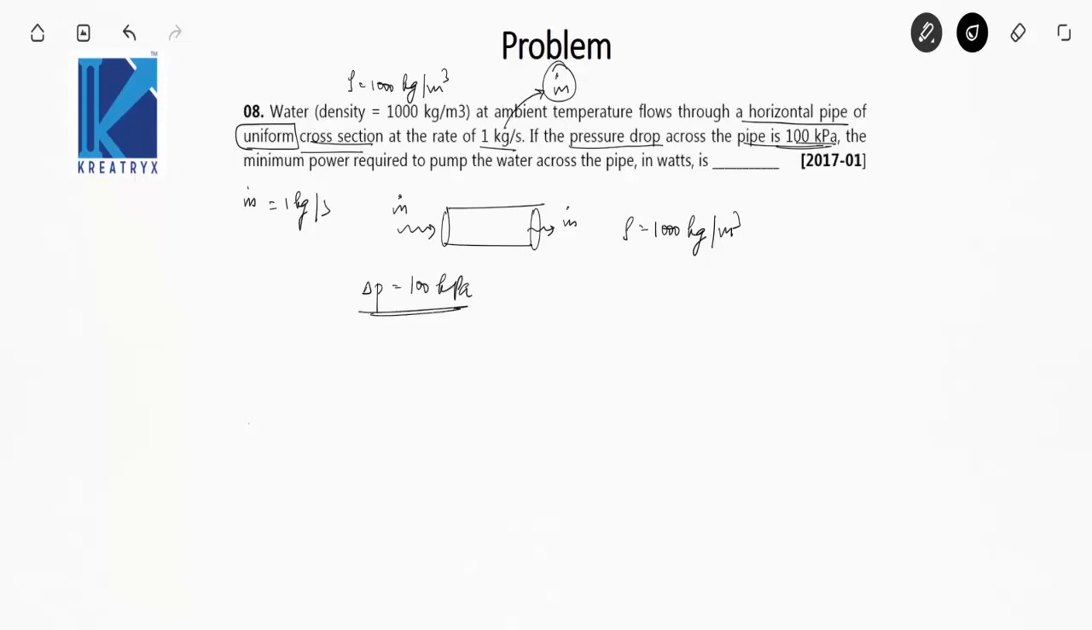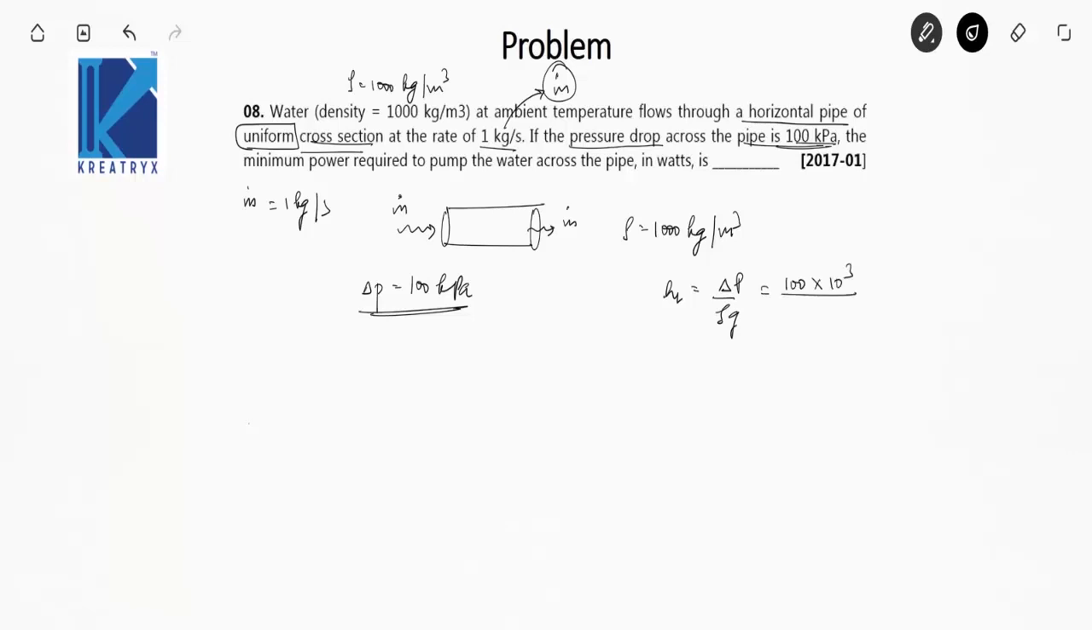Okay, so can I say that the minimum power required to pump the water across this pipe will be equal to the minimum power required to maintain the flow against head loss? And head loss will be equal to delta P by rho g. This we know that. Delta P is 100 kilopascal, so that will be in Pascal.